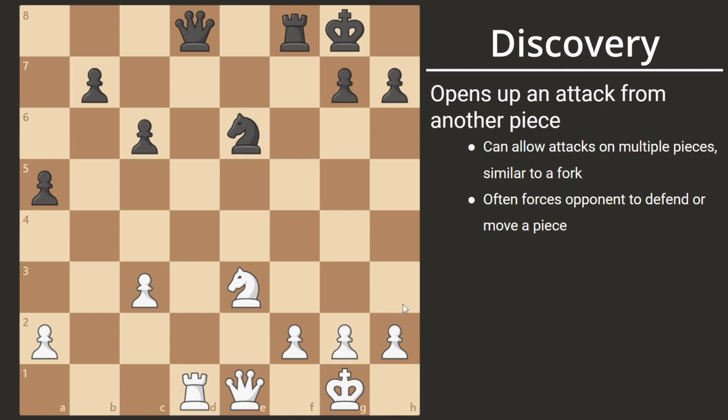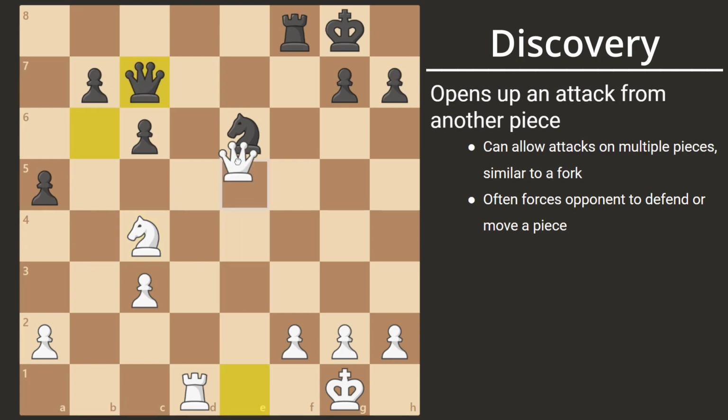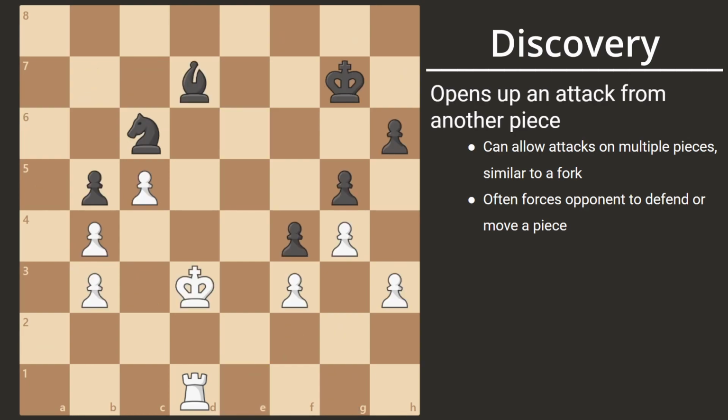Alright, so after queen goes to b6, what move here wins for white? The move is knight to c4, right? So this creates an attack on the queen while opening a discovered attack on this knight. And the thing is, there's no way for this queen to come back and defend this knight, right? So what happens is the queen moves, and then you take the knight, and you're just up a knight. Alright, on to example number 2.